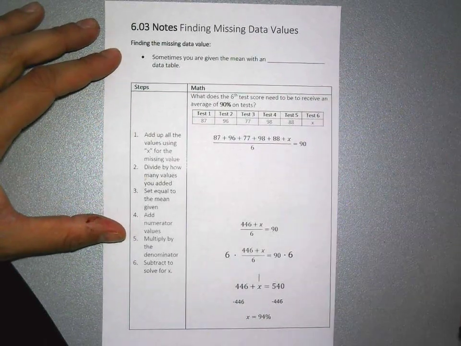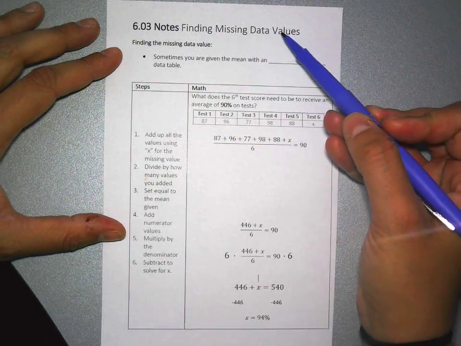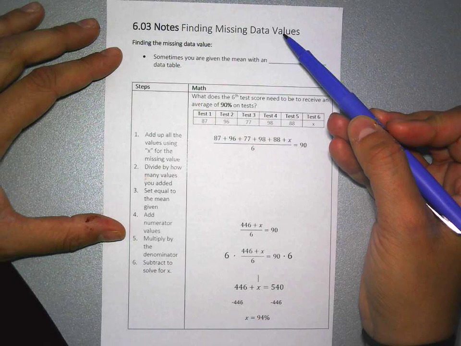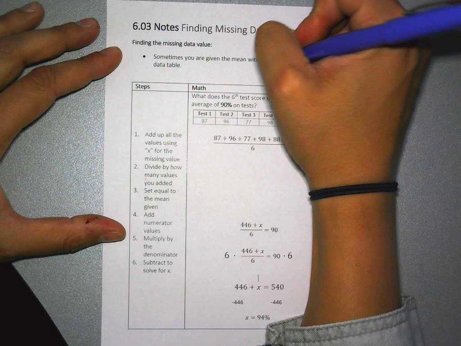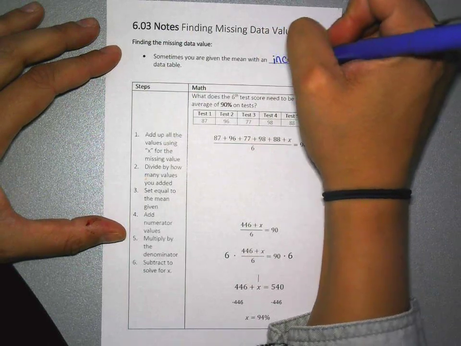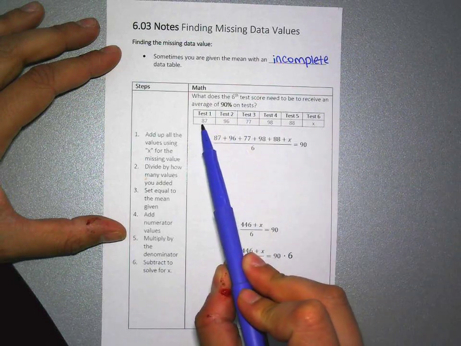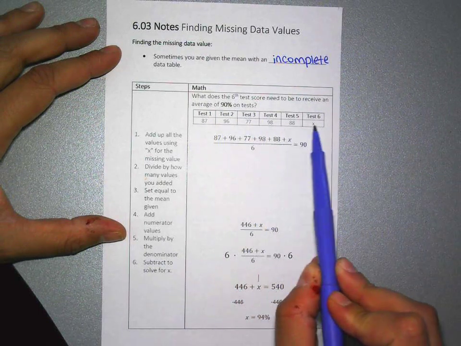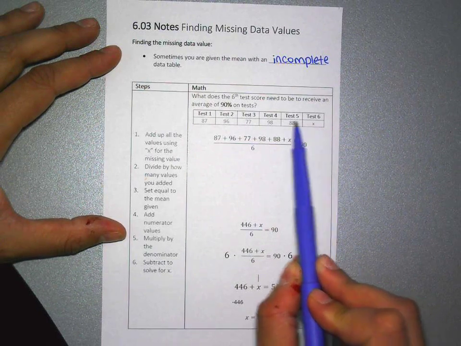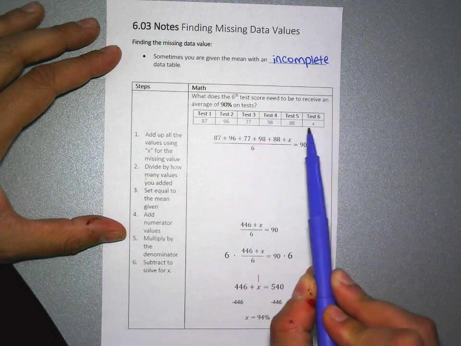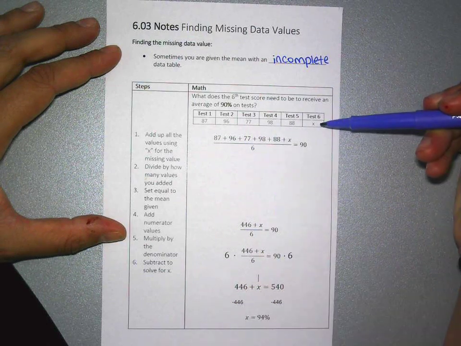All right, so our notes today are about finding the missing data value when given the mean or the average. So sometimes you are given the mean with an incomplete data table. You can see down here, we have an example with 6 tests, and we see that the 6th test value is missing. If we want to find the average of these tests, we're going to have to add all of the values up, but keep x.